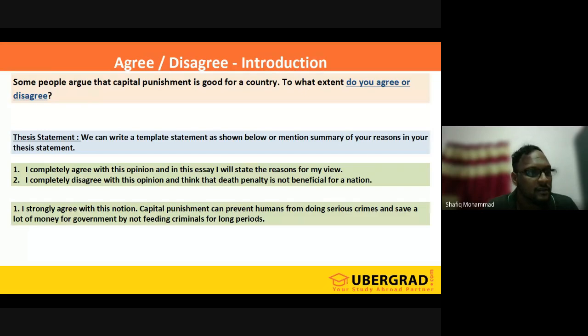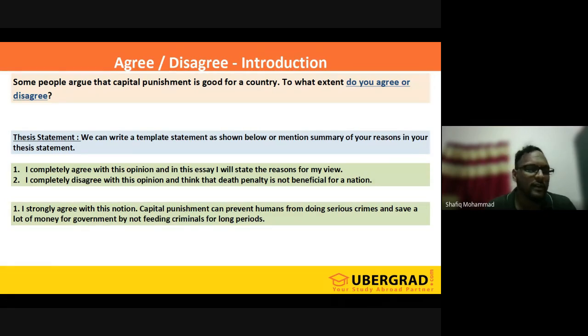Then Krishna said, "Sir, what is the main difference between a 'to what extent do you agree or disagree' essay, or a 'do you agree or disagree' essay?" Yes, there's a difference, right? To what extent? I completely agree. I completely disagree. I partially agree also. You can write that for the 'to what extent' question. Do you agree or disagree? Simple, right? I totally agree with the statement.